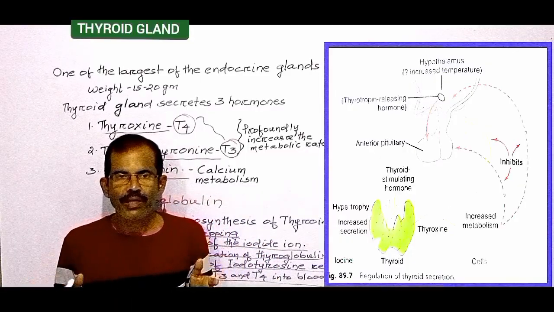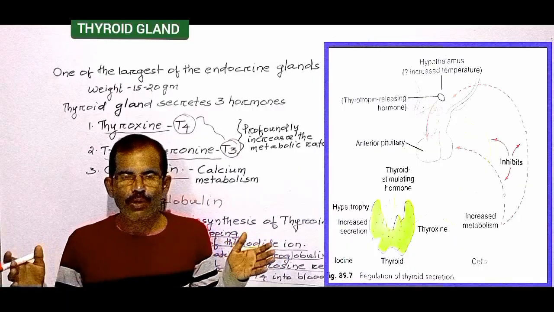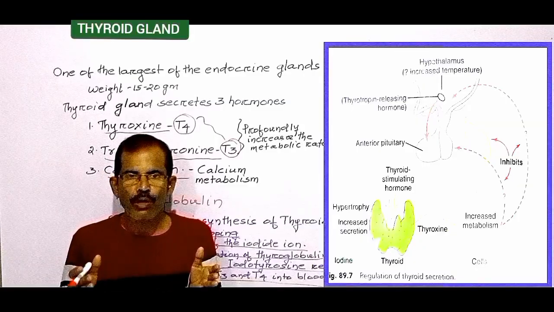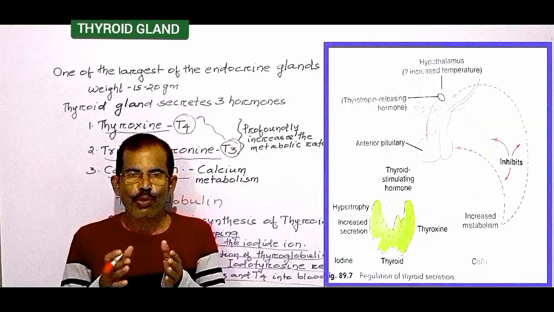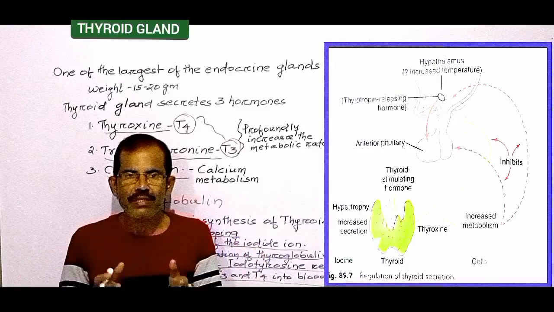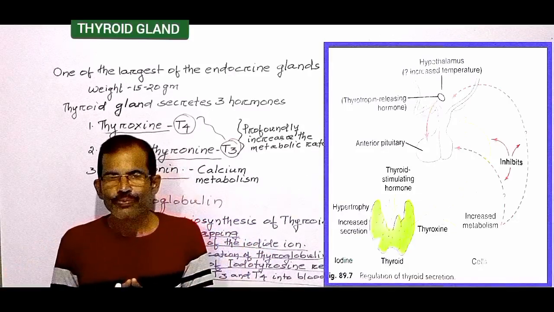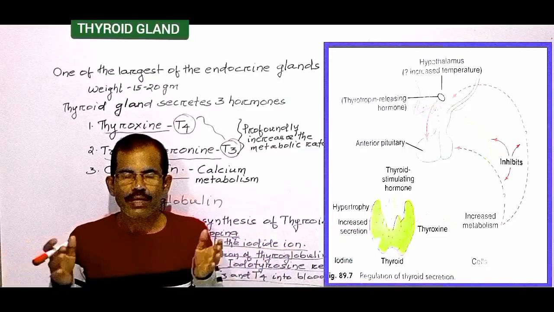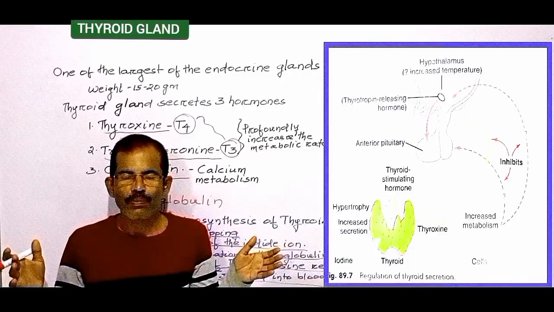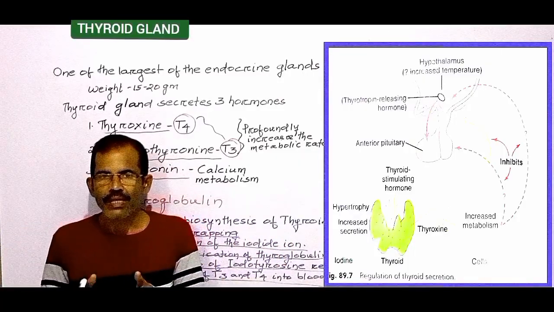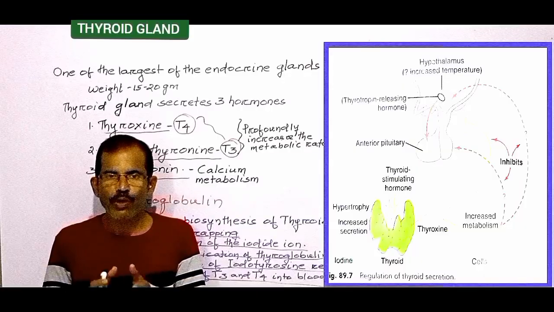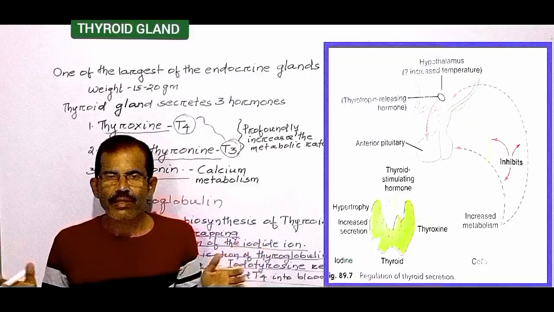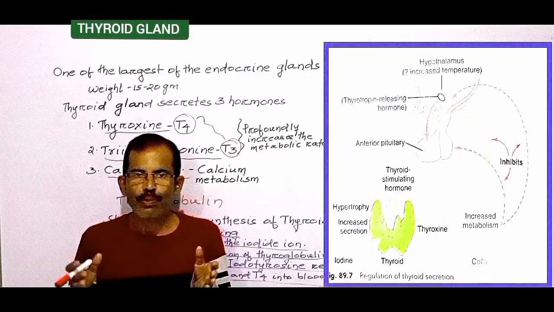The secretion of the thyroid hormones is under the control of thyroid stimulating hormone. Thyroid stimulating hormone, TSH, also known as thyrotropin, is released by the anterior pituitary gland. Thyroid stimulating hormone activates the thyroid gland, which leads to the increased secretion of thyroid hormones. The secretion of thyroid stimulating hormone is under the control of thyrotropin releasing factor, which is released by the hypothalamus.